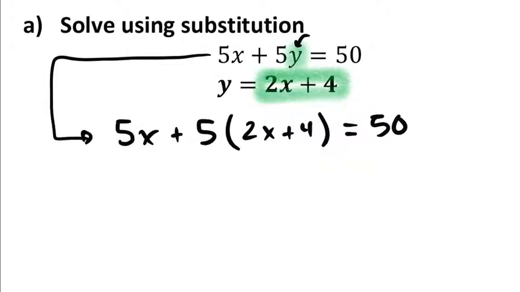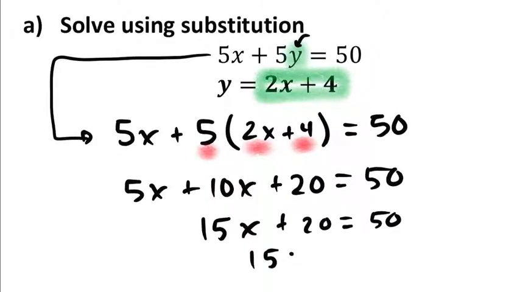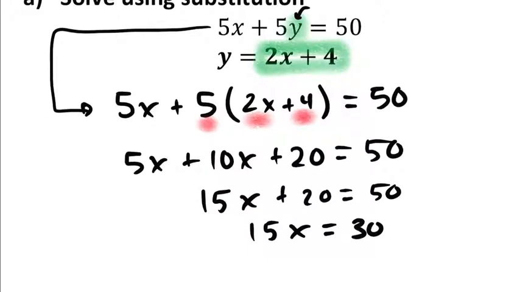So using the distributive property, I can multiply this 5 by both the 2x and the 4, and we will get 5x plus 10x plus 20 is 50. Therefore, 15x, just combining the like terms, plus 20 is 50. 15x is 30. If we think about it, what did I do to both sides? I took away 20. And then finally, I'm going to divide both sides by 15, and I get that x is the number 2.